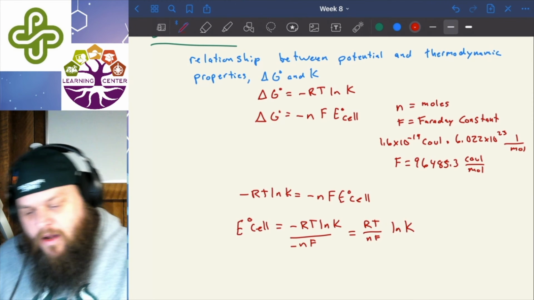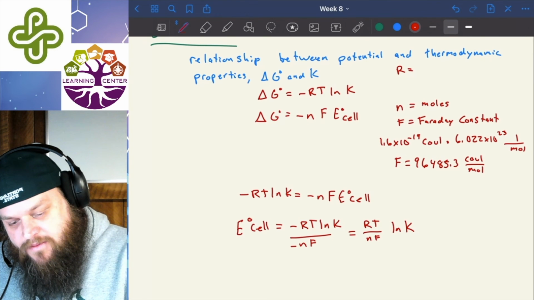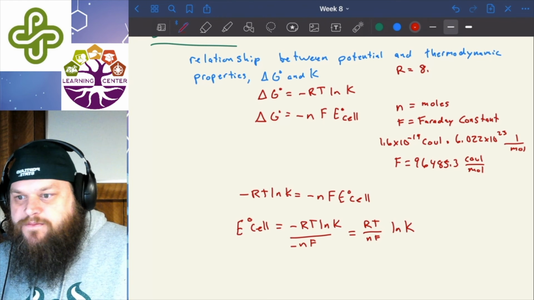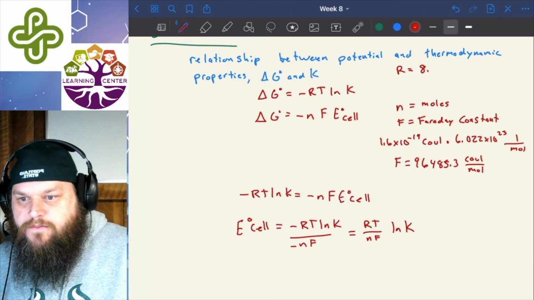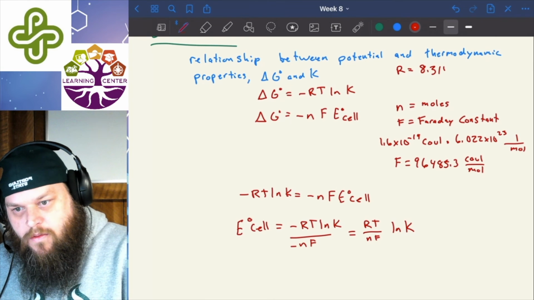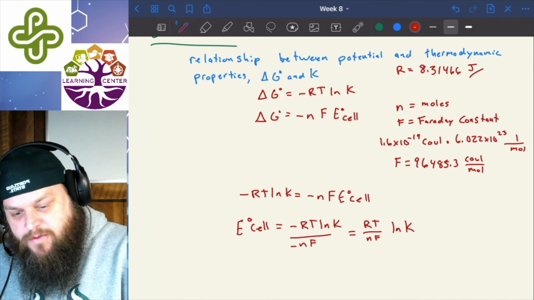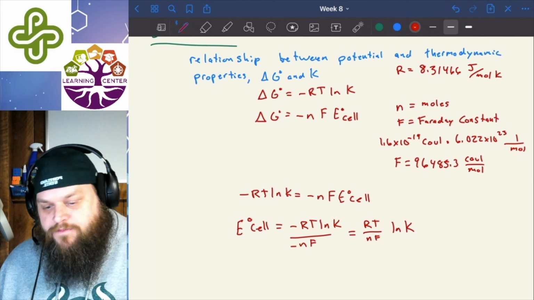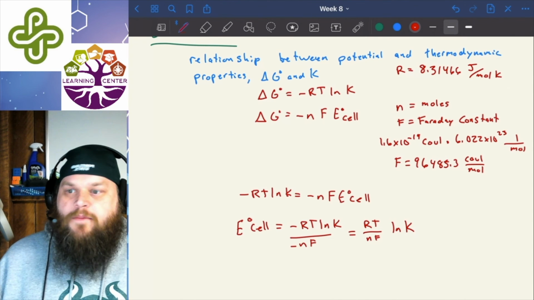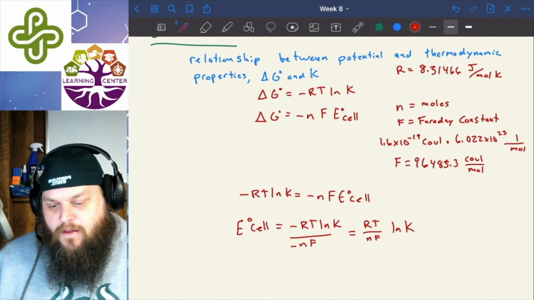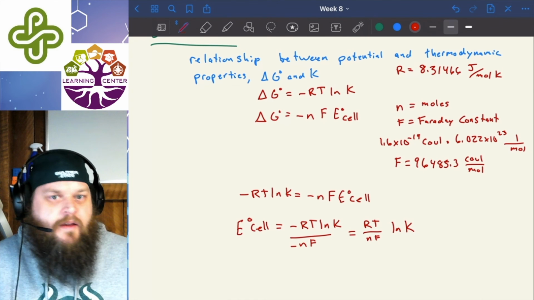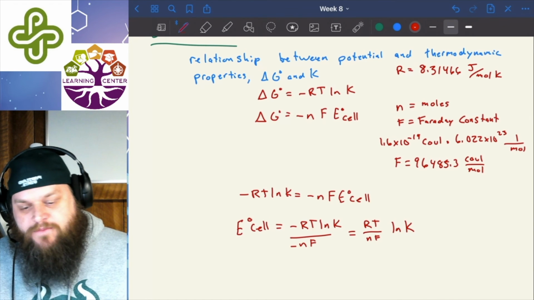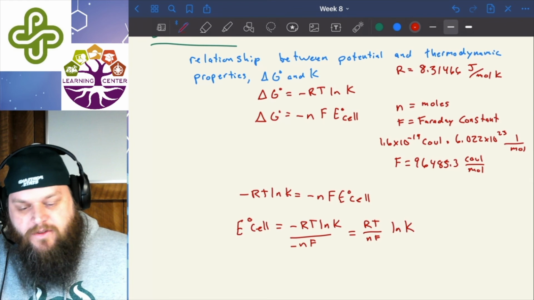So I didn't mention it, but R is your gas constant, right? Which is 8.31446, in joules per mole Kelvin. And the temperature is always going to be that temperature in Kelvin. So if they give it to you in Celsius, you can convert it by just adding 273.15, or just 273. If it's in Fahrenheit, you have to do a little bit more conversion, but it's not too bad.